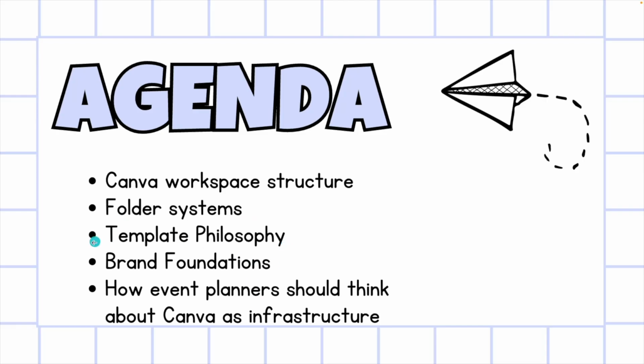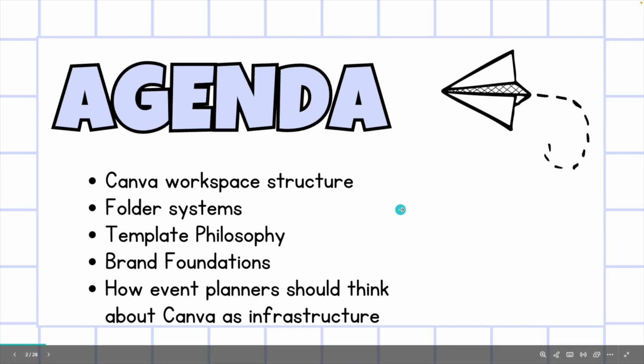And then we're going to look at brand foundations, not too much in depth into what a brand kit is, but we'll lay the foundations for what you should consider for branding purposes and creating a unified approach. And then lastly, we'll consider how event planners should think about Canva as an infrastructure, right? This is about integrating Canva into your workflow as an essential tool, not just an optional extra. And we'll also do a little live build demo of the folder systems today.